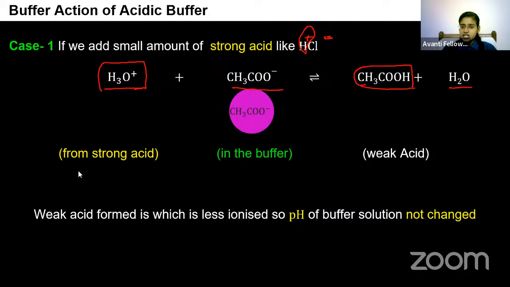Partial dissociation means they will not get ionized completely, so it is less ionized. The weak acid which has formed by the addition of strong acid to the solution is less ionized, so the pH of the solution will not change. Clear? This is case number 1.